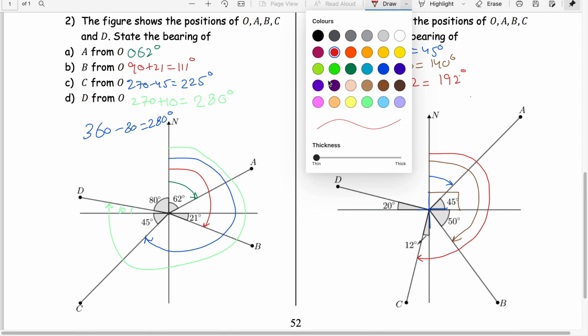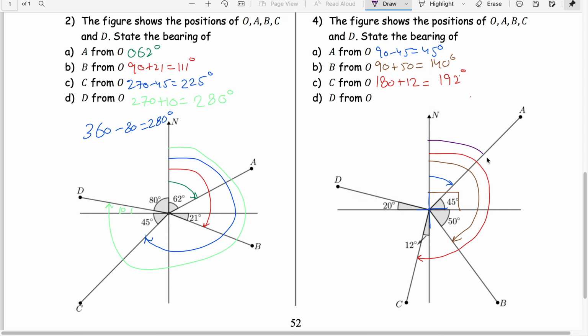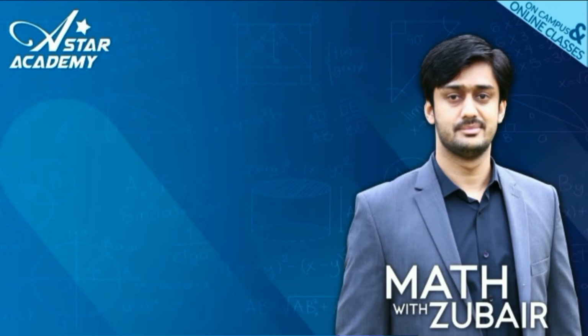Last is bearing of D from O. So this complete circle, this was 0, 90, 180, 270 and 270 plus 20. So 270 plus 20 leaves you 290 degrees.